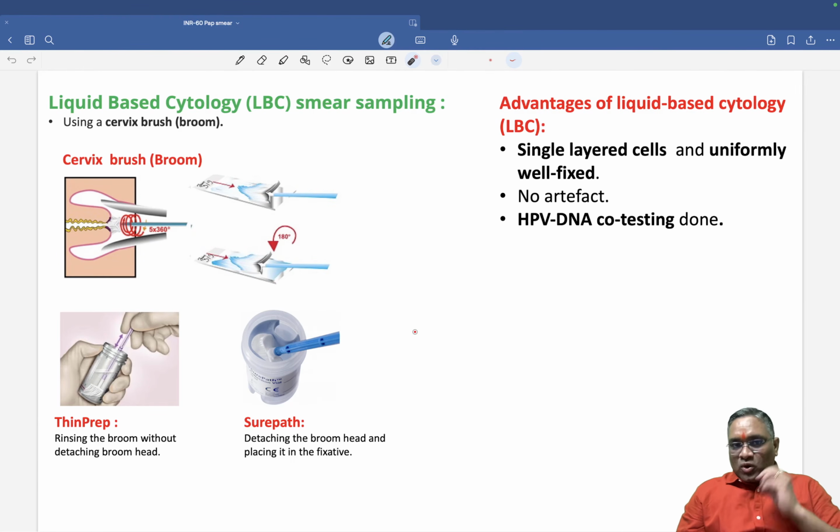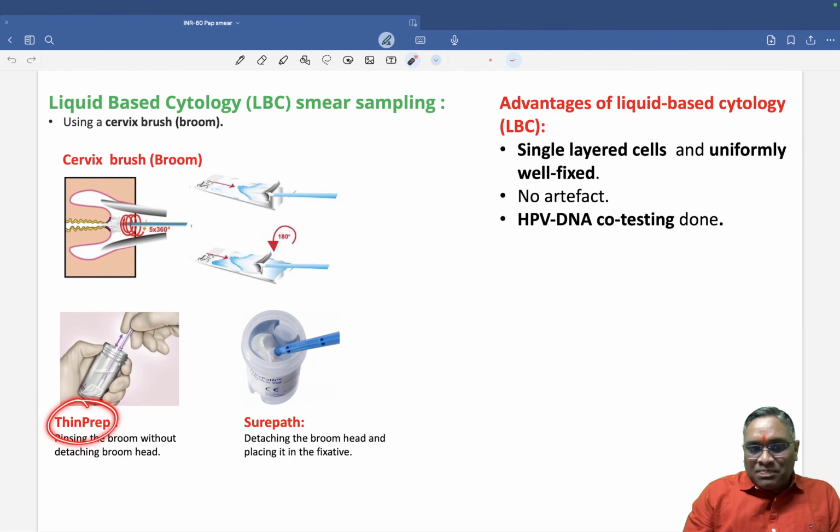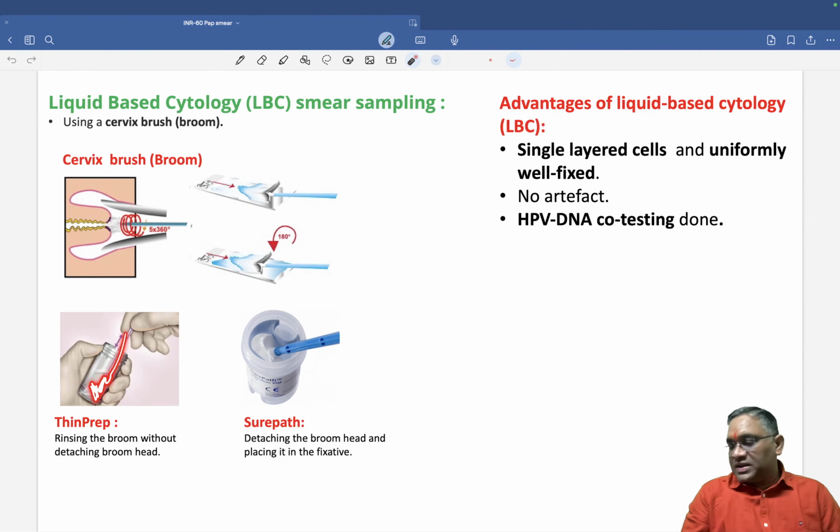So remember, before that, what process we are going to follow for the LBC, because this is for liquid based cytology, LBC smear. So for LBC we can use ThinPrep and SurePath also. In ThinPrep, we will rinse the broom without detaching the broom head. So we will rinse the broom inside the vial and we will not break off the head of the broom. That is ThinPrep. But in SurePath, we will detach the broom head inside the fixative of the vial itself, right? So that is the difference. SurePath, you have to detach, and ThinPrep, you have to just rinse inside the vial, right?